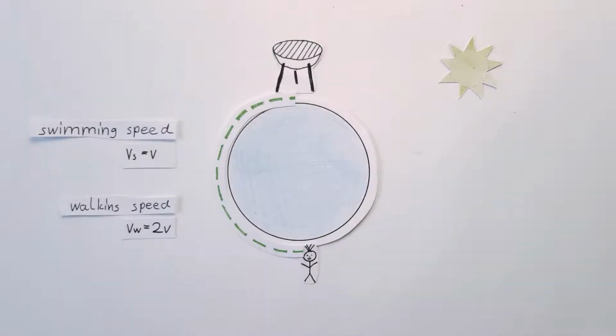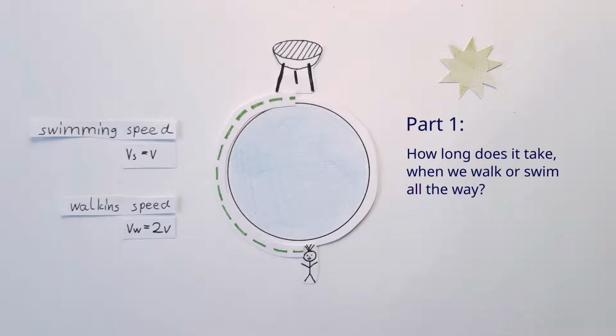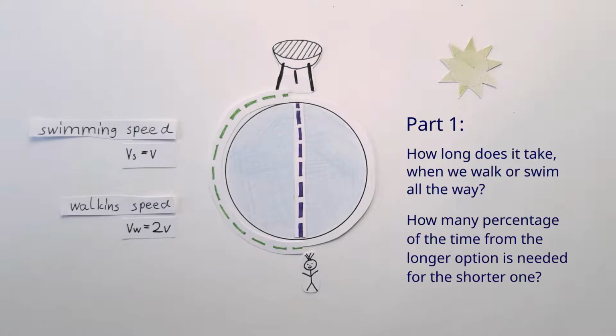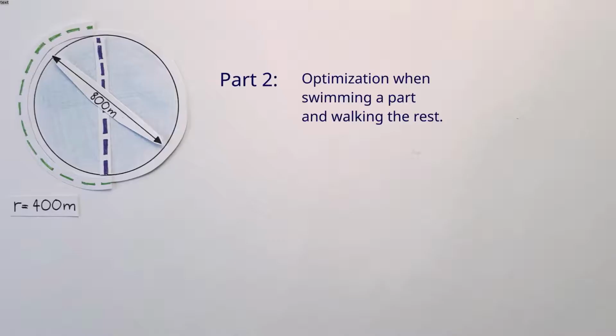To start, we want to calculate how long it takes when we walk or swim all the way. In addition, we will calculate what percentage of the time from the longer option we would need for the shorter one. In the second part of this video, we will check whether we are faster if we swim one bit and then walk the remaining part.